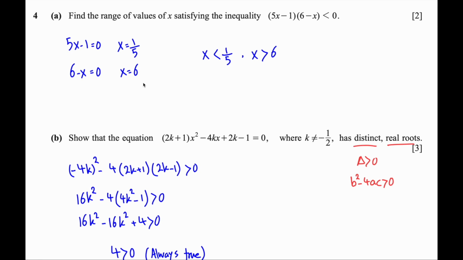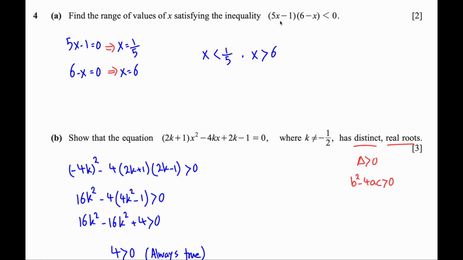In question number 4, I'm given an inequality and I'm asked to find all the values of x which satisfy this inequality. So this inequality is in a friendly format to work with because I'm given two factors. All I have to do is to find the root of each of these linear factors by putting them separately equal to 0. And the first x that I get is 1/5. The second one is 6.